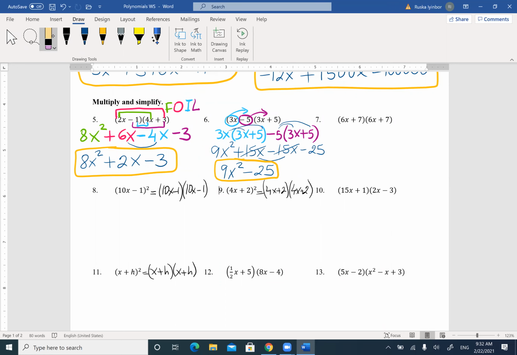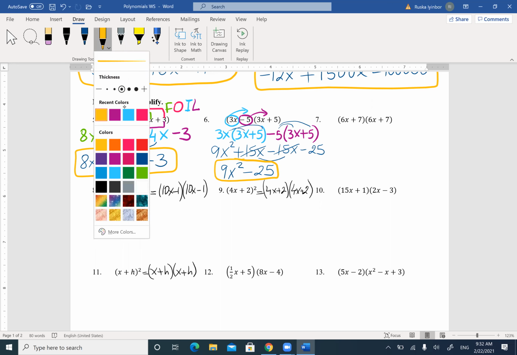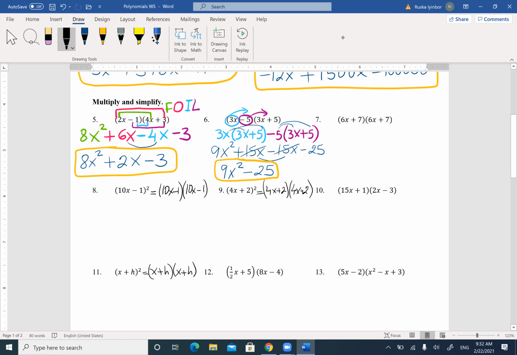And I'm going to show you the last one, number 7. I'm going to show you the last method. So the last method is called the table method. So here we're going to set up a little table. See, here we have 2 terms, right? And here we have 2 terms. So I'm going to make a table 2 by 2. So it's going to be 2 rows and 2 columns, like this. Okay? Actually, let me make this a little bigger.